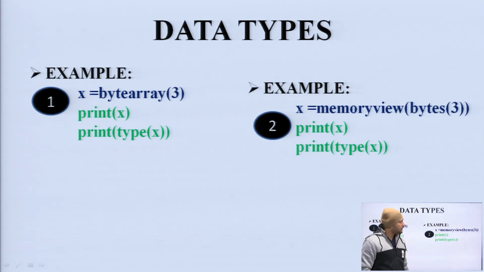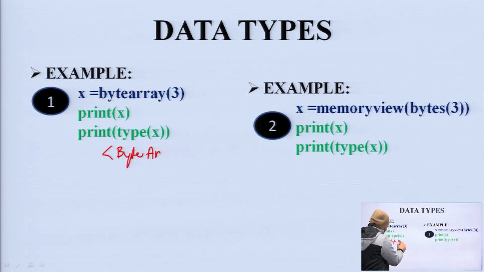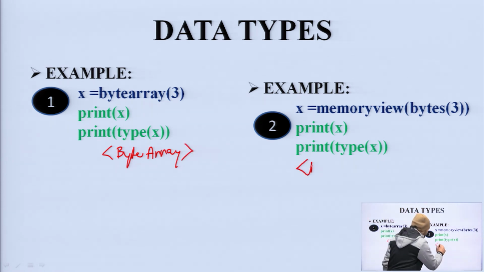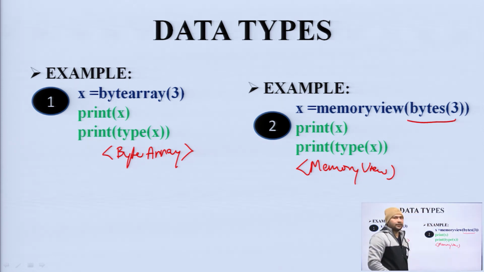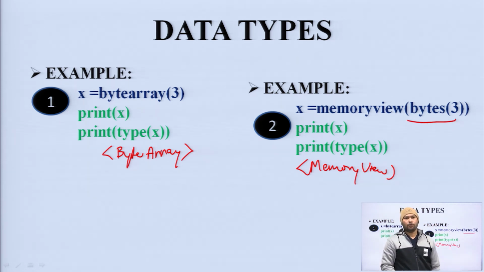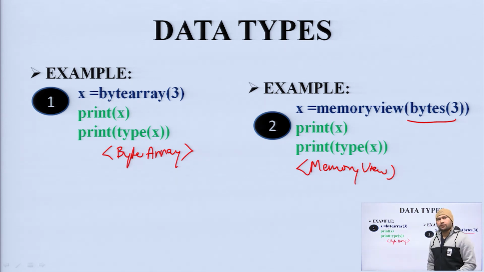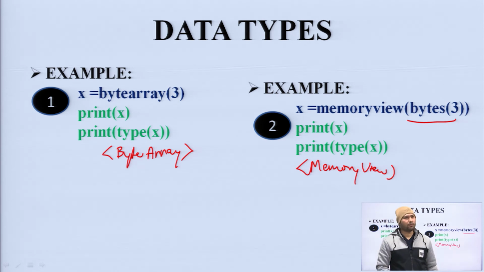The last two data types are bytearray and the last one is memoryview. Look at it. In this, the bytes is taken as an input. We will deal with this memoryview in upcoming slides. Till then, just remember that the memoryview will deal with these byte data types.